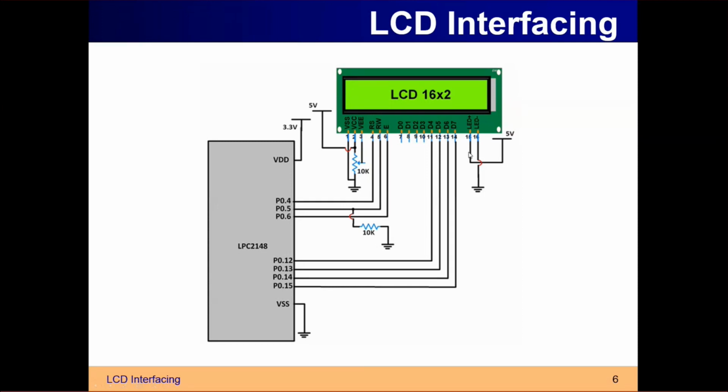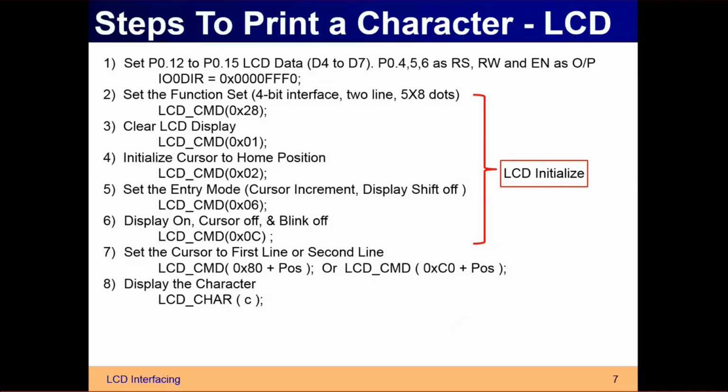Then the backlight pins are connected. In Proteus, these backlight pins will not be accessible; the backlight will be enabled by default. So in Proteus, these two pins will not be visible, only 14 pins will be there. So these are the steps to print a particular character on the LCD. One by one we will see.